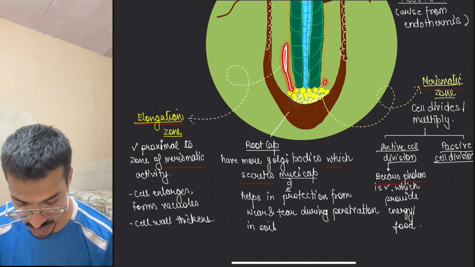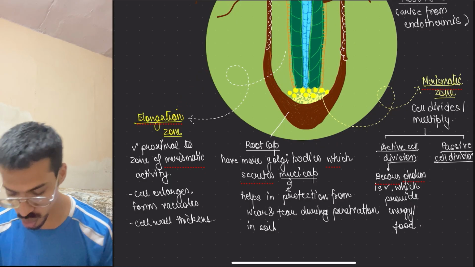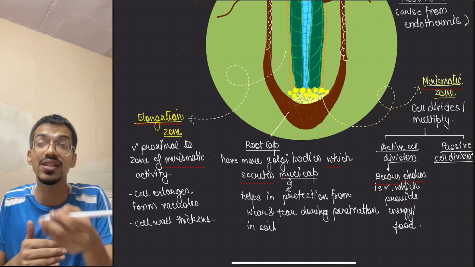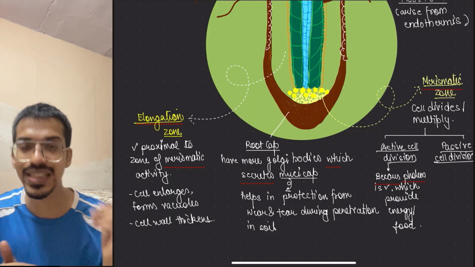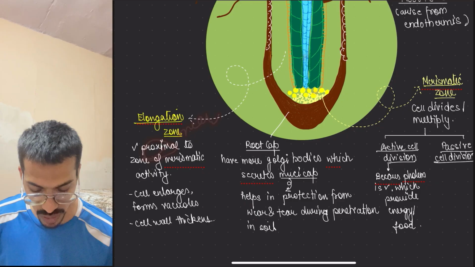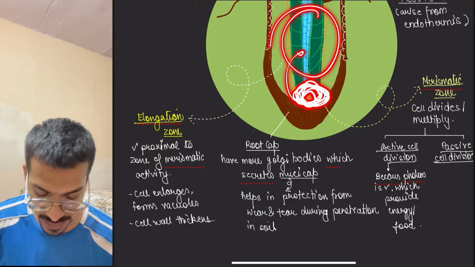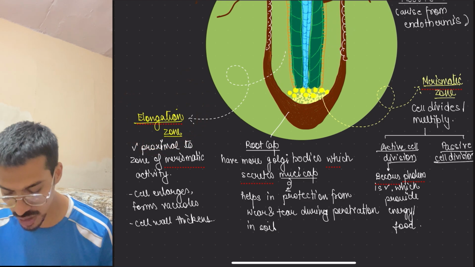Then comes what? After this area is there, right? This area if you are seeing, this is known as what? Zone of elongation. So we said that it's proximal. Proximal means present closely. So proximal means near to this zone of maturation, zone of meristematic. There is what? This area called the elongation zone.